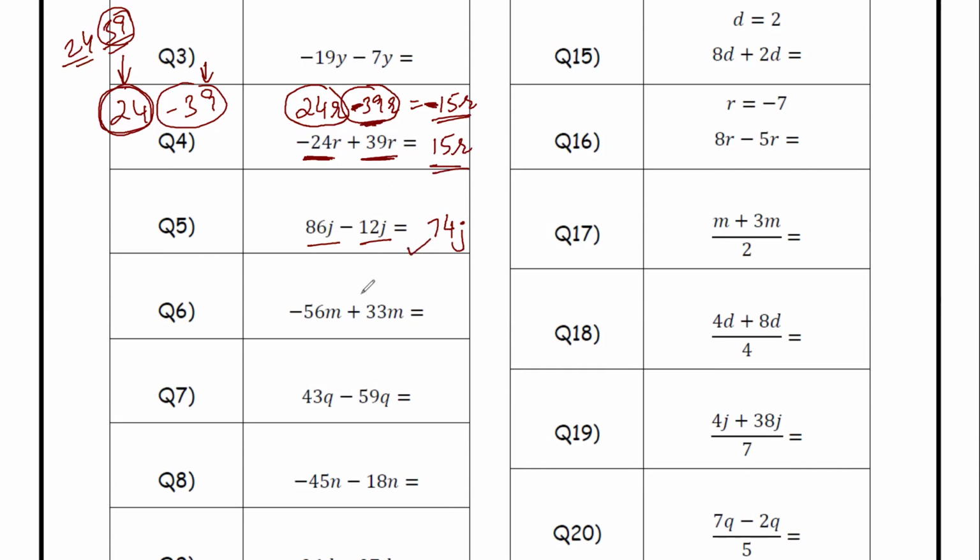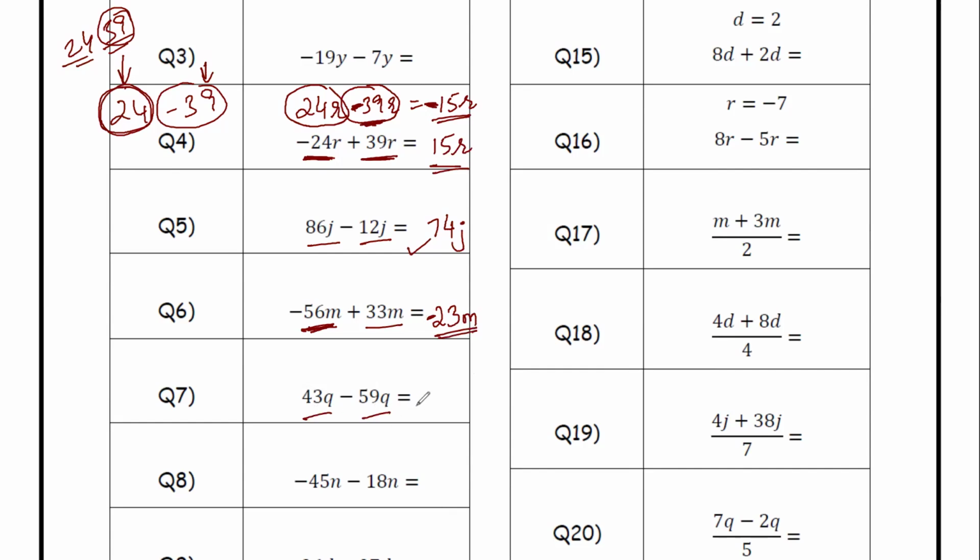Positive 74. Between 56M and 33M, one is negative, one is positive, so you take the difference. The difference is 23, and it will be negative 23M. Why? Because the bigger absolute value is 56, and 56 has a negative sign. Therefore, the outcome also will have a negative sign.